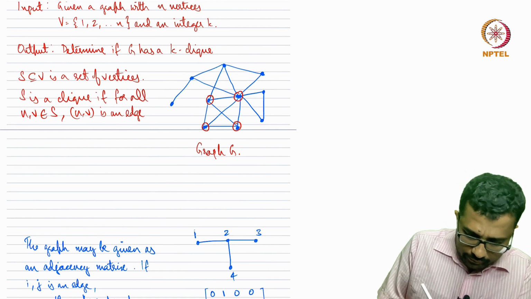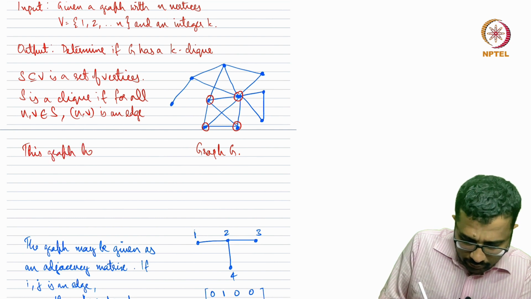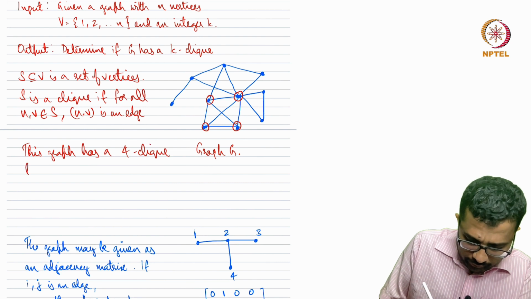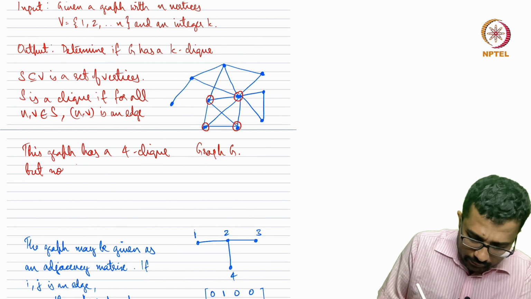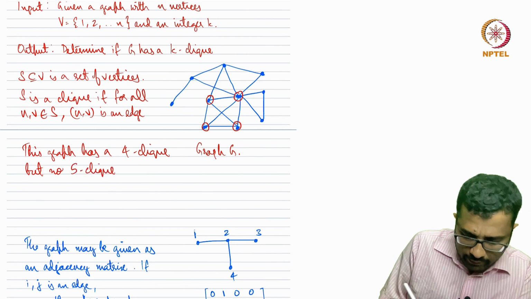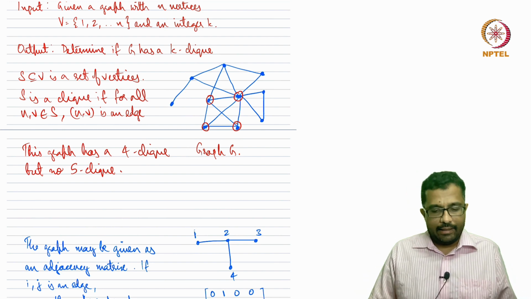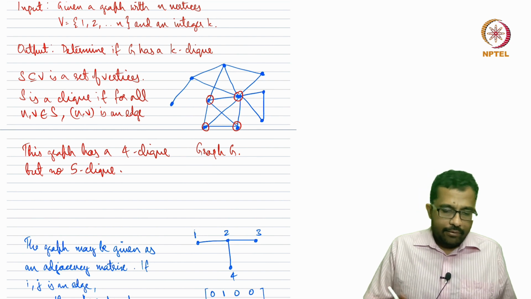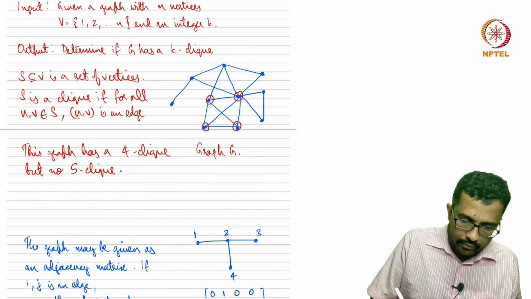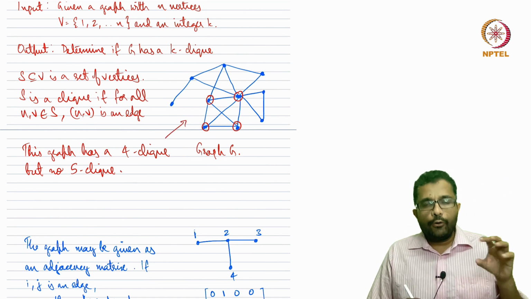So this graph has a 4-clique, meaning a clique of size 4, but no 5-clique. If it does not have a 5-clique, there is no scope of having a 6-clique or a bigger clique, right? So this graph does not have a 5-clique, and 4 is the largest size clique.